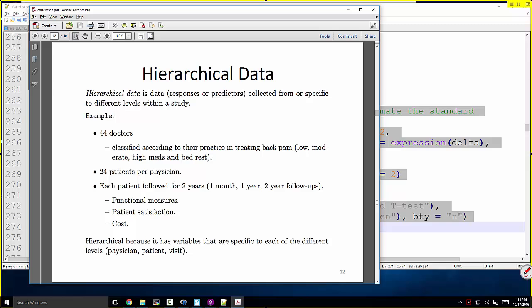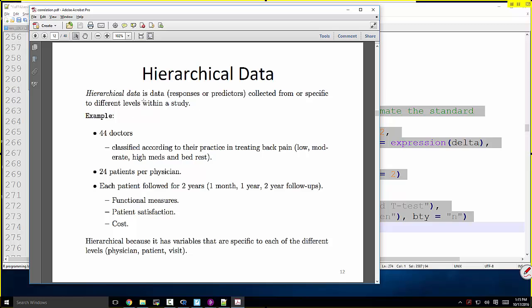I want to define some things. Want to be able to talk in terms of clustered data. There's multiple ways to represent correlated data. There's the time course kind of thing. There's spatial. A general way of representing correlated data is as hierarchical data, in the sense that data are collected from specific levels within a study.